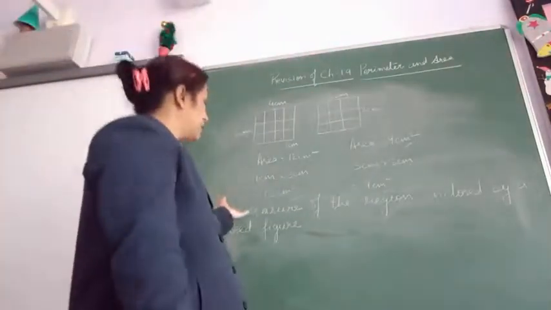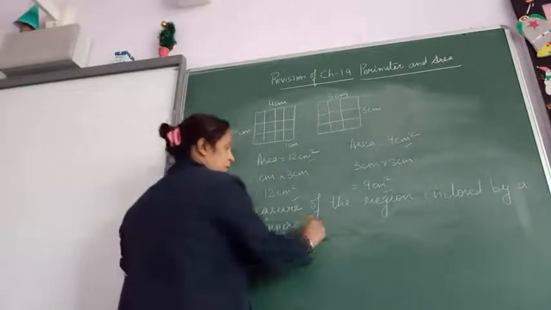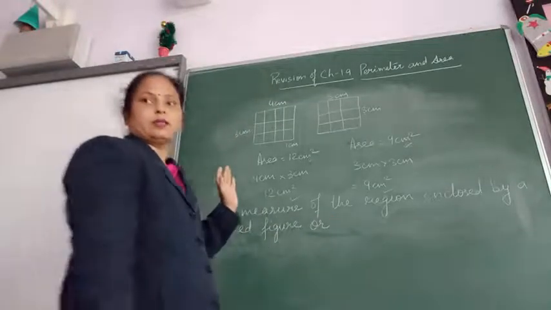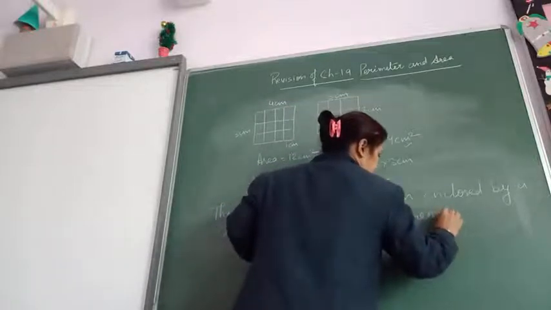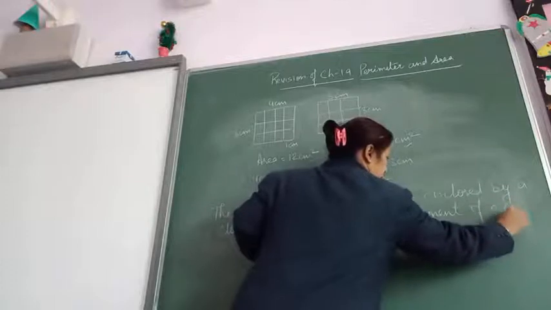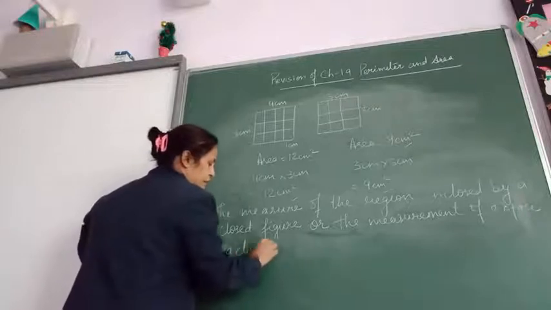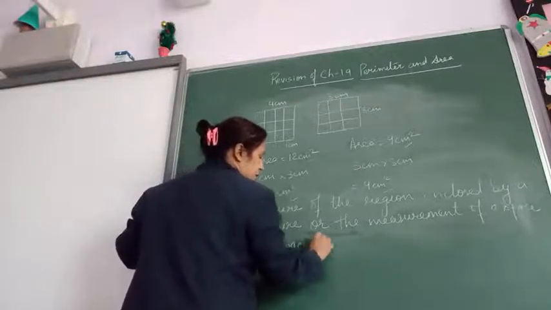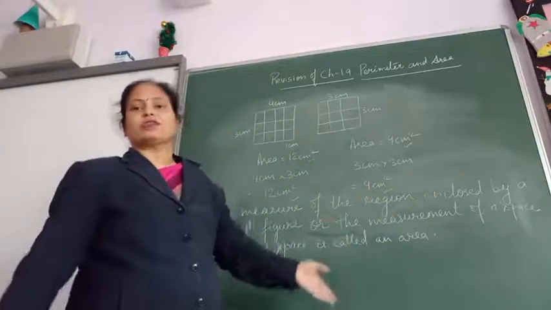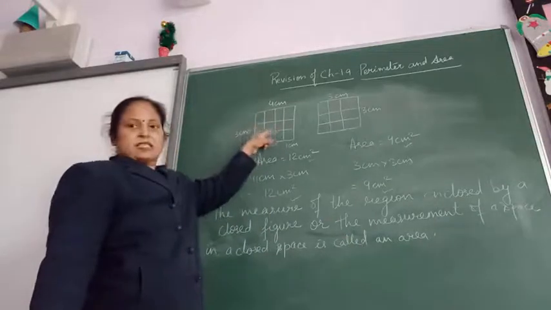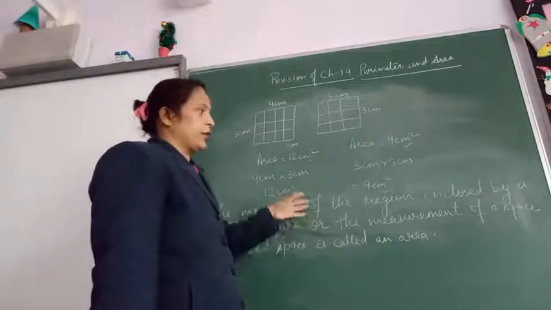So we can say that the measure of the region enclosed by a closed figure, or we can say the measurement of a space in a closed space, is called an area. Okay children, so whatever is inside this space, that is the area. Okay, so we can find out the area in this way also.